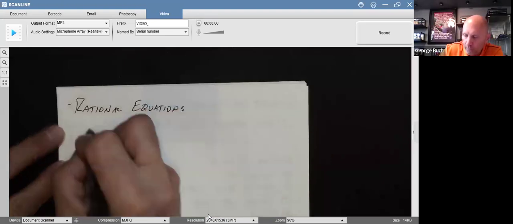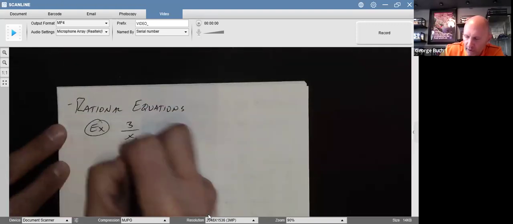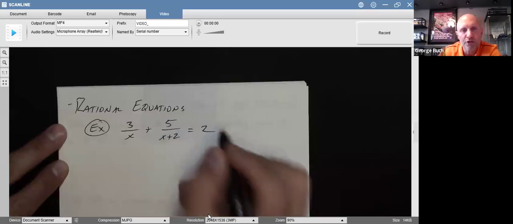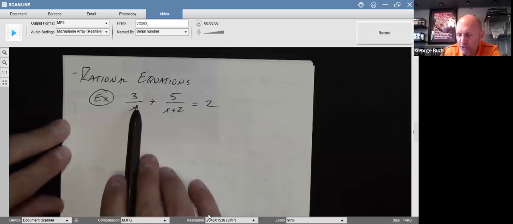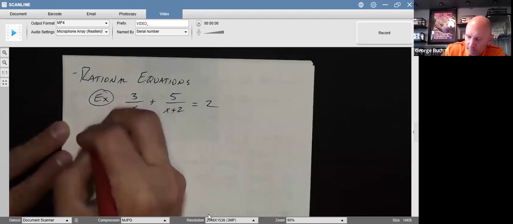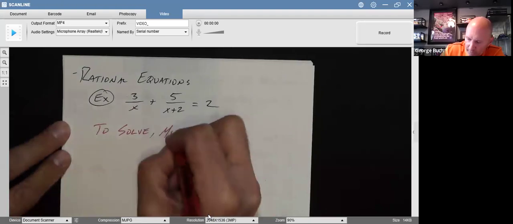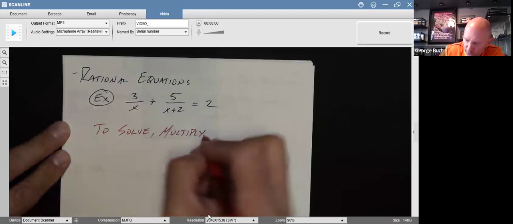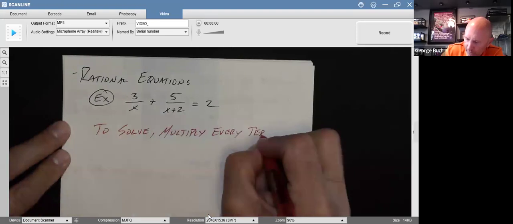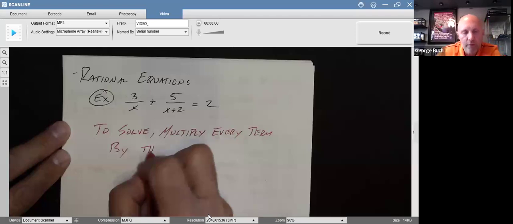And so, for example, I could have something like 3 over x plus 5 over x plus 2 is equal to 2. So that is a rational equation. I have an equation that has rational expressions in it. And so to solve these, I multiply every term by the least common denominator.